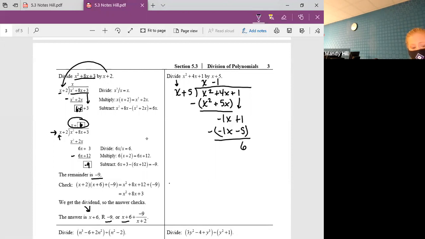There's nothing else to bring down, so we know we're done. So we have two ways that we can write our answer. First way is just to say it's x minus 1 with a remainder of 6. The second way is x minus 1 plus your remainder of 6 over whatever you were dividing by. You write that as a fraction. Okay, two different ways of writing the same thing. This is our remainder.